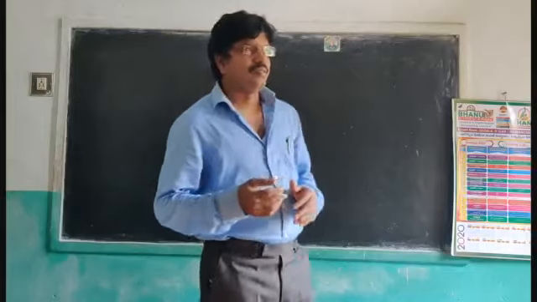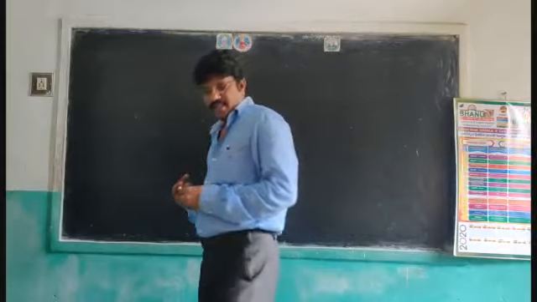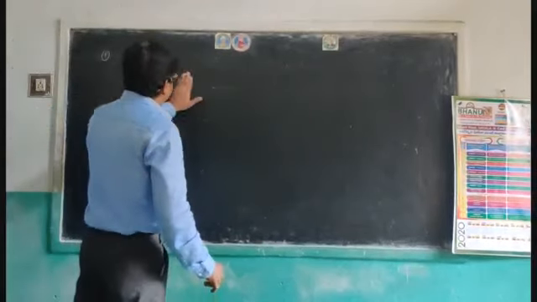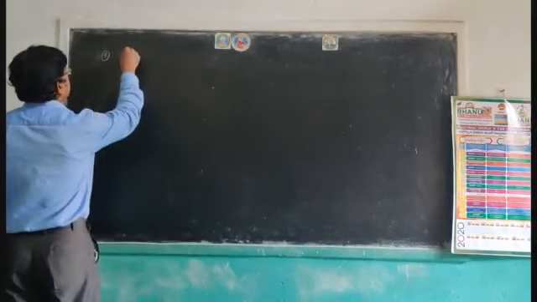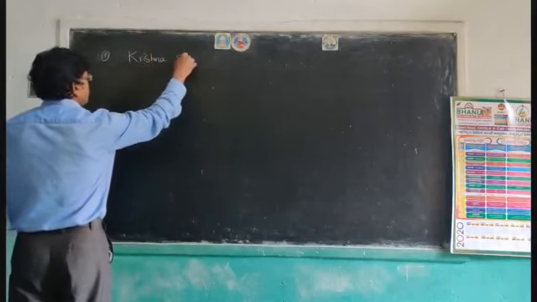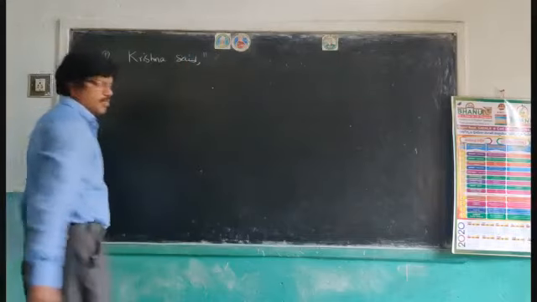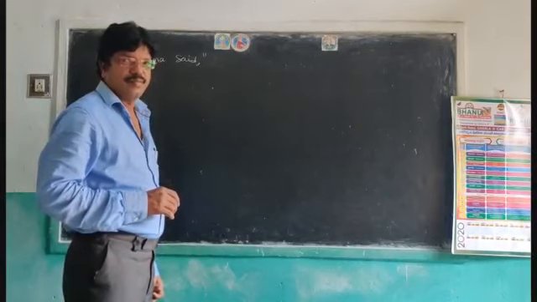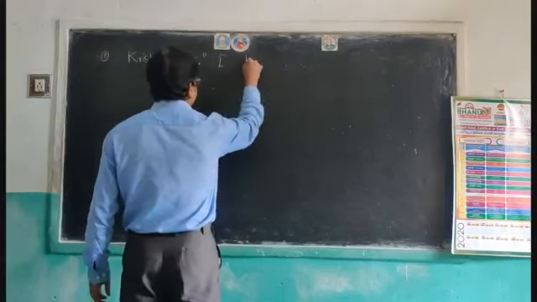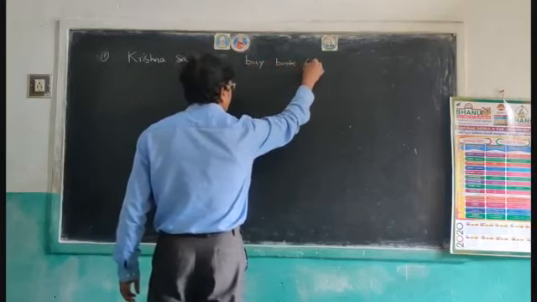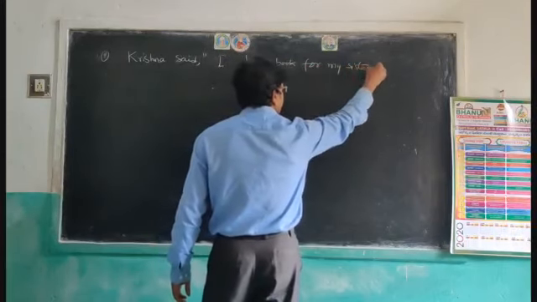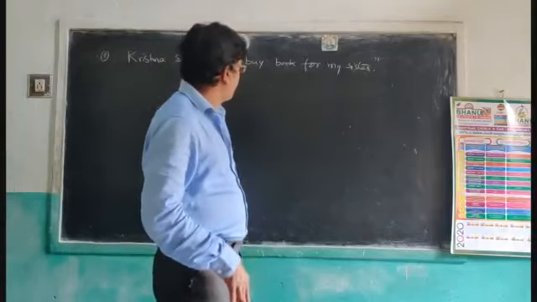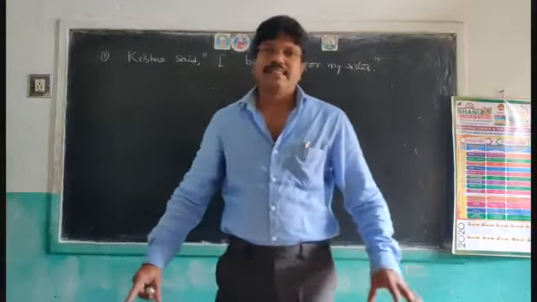Once again, we repeat the sentences tense wise. In simple present tense, Krishna said, comma, inverted comma, start. I buy books for my sister, comma, close. This is direct speech. Krishna said, I buy books for my sister.